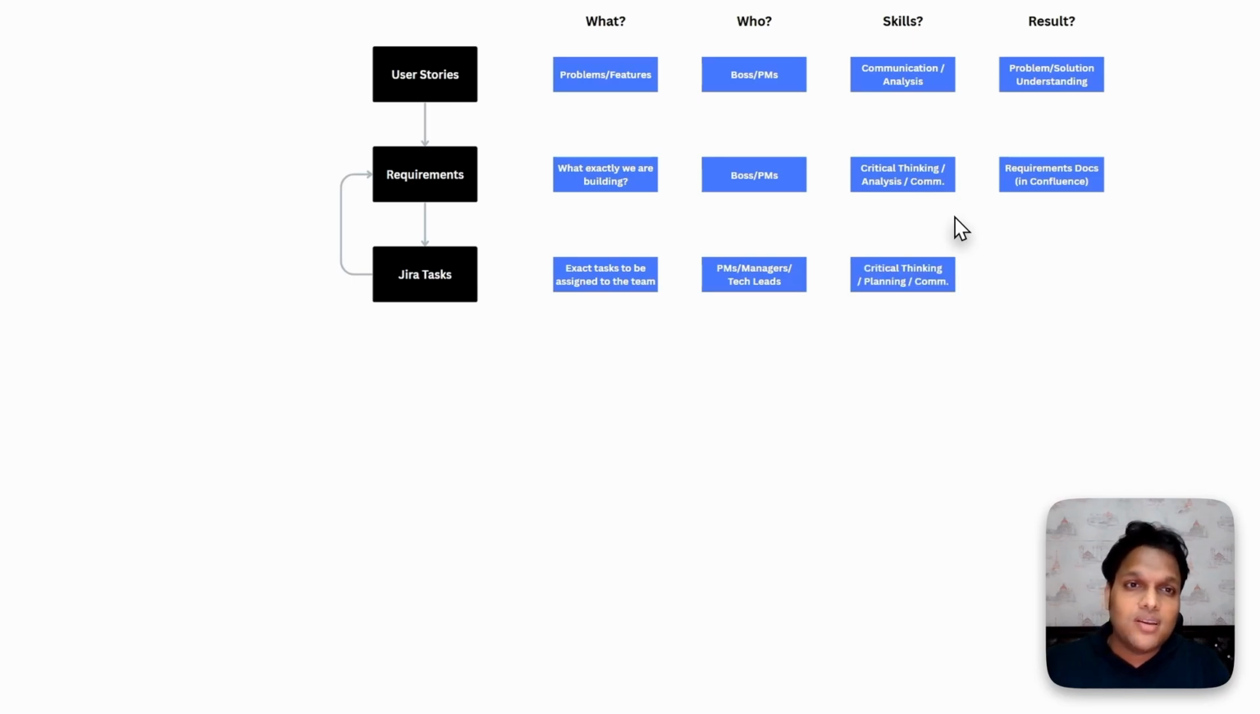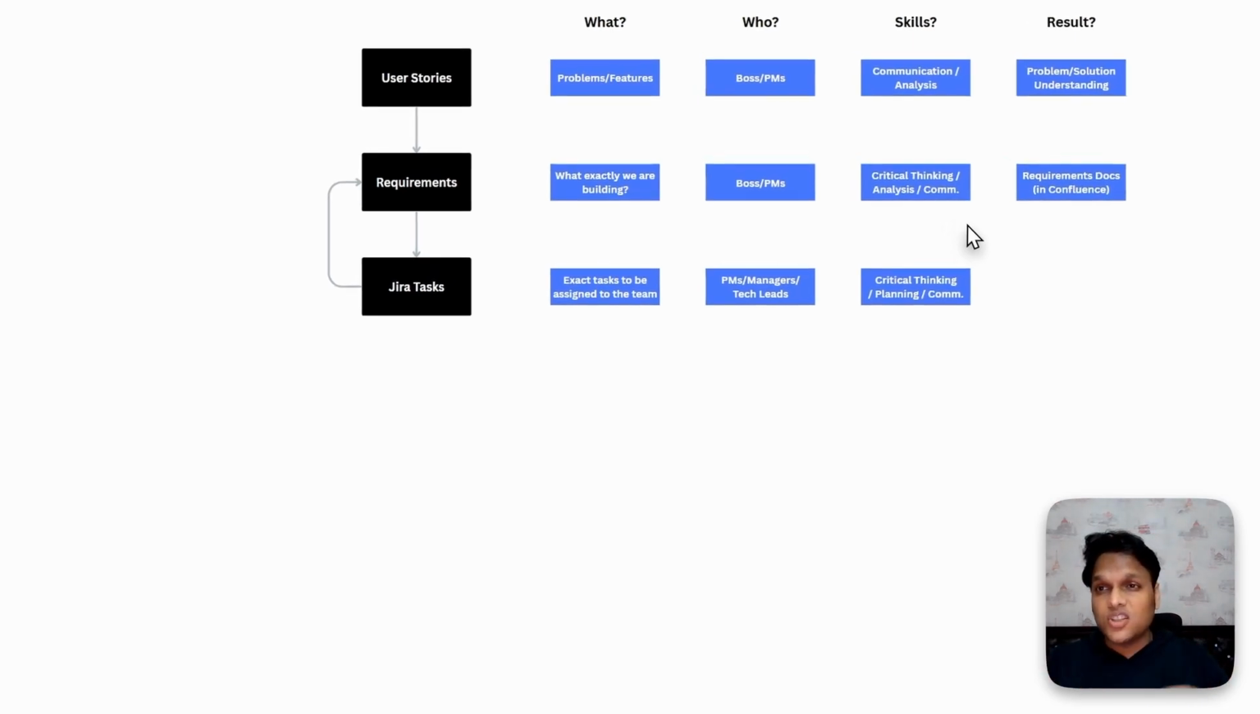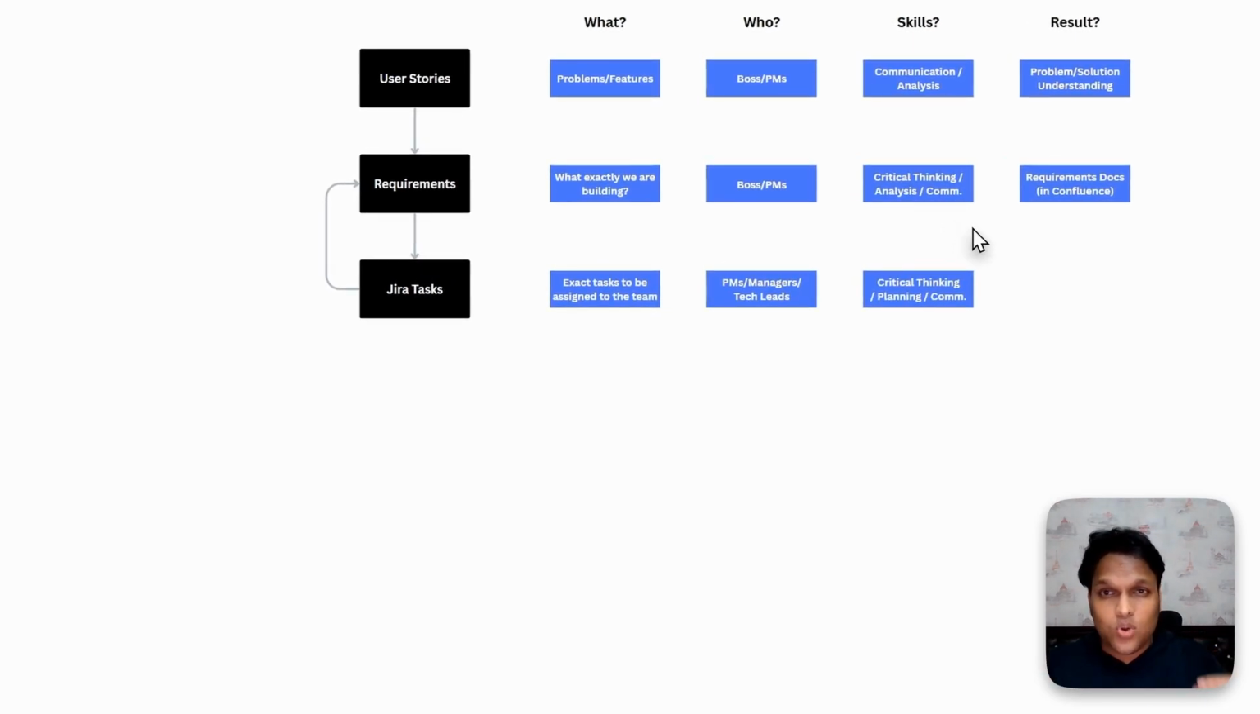And what skills are required? Again, critical thinking, planning, and communication. There's a lot of communication that happens in the real world when you're creating those proper tasks based on the requirements. You have to understand it. And what is the output? The output is the Jira tasks, and the Jira tasks are for different departments.